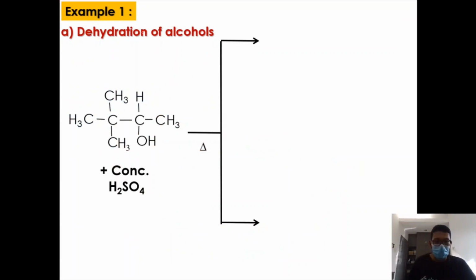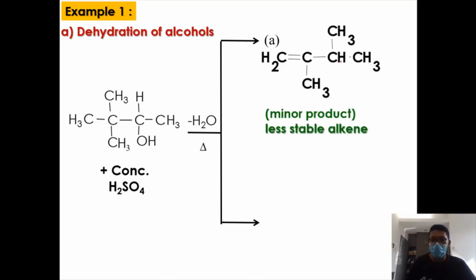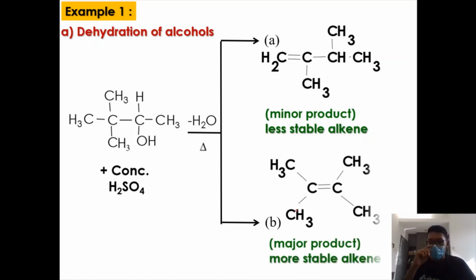So the same concept as before applies, with concentrated H2SO4 at high temperature. Water will be eliminated in order to form a minor product, which is the less stable alkene, and we can also form a major product, which is a more substituted alkene. This is because there is a rearrangement where the methyl group is transferred to this side, and this is why we got CCH3, CCH3.